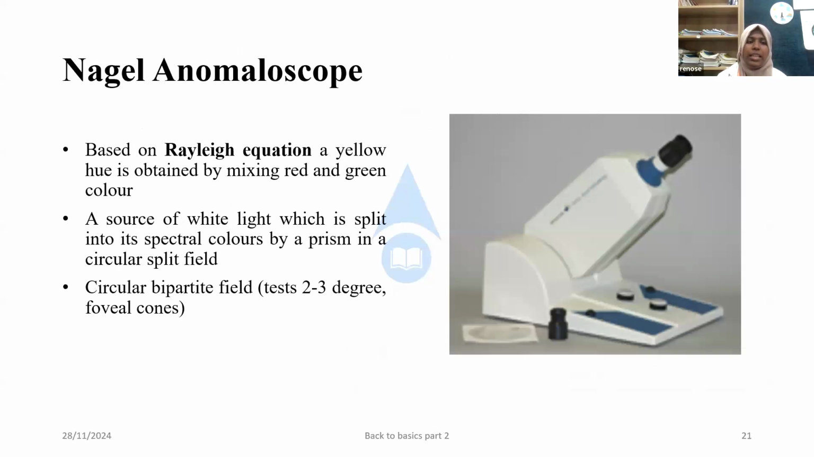Nagel anomaloscope. Based on the Rayleigh equation, a yellow hue is obtained by mixing red and green color. A source of white light is split into the spectral colors by a prism in a circular split field, a circular bipartite field, testing the 2 to 3 degree foveal cones.